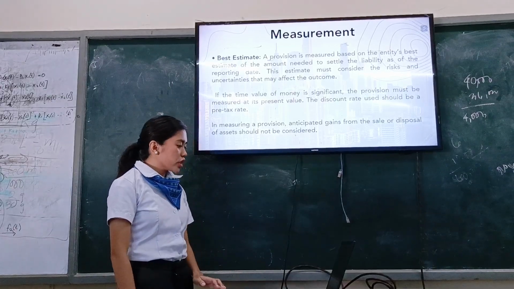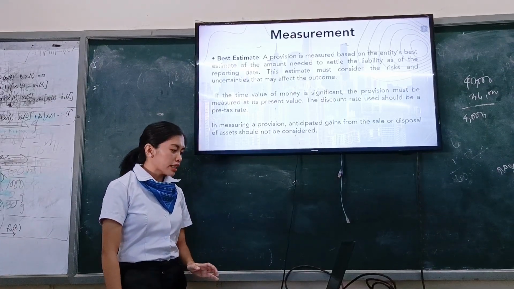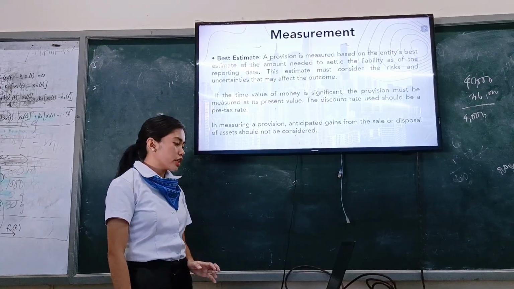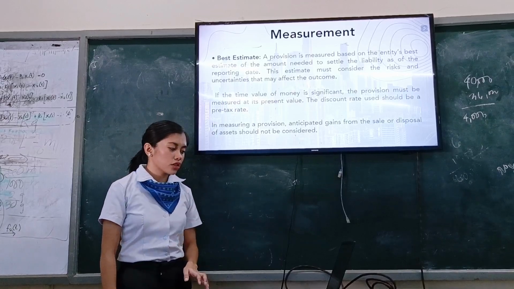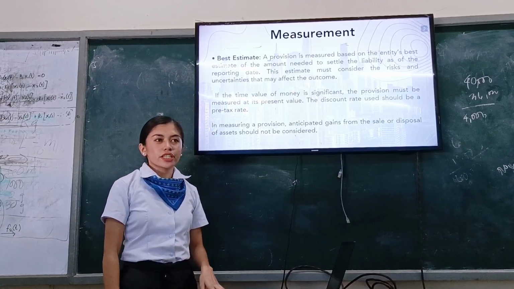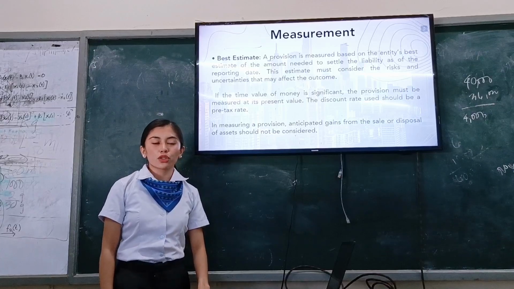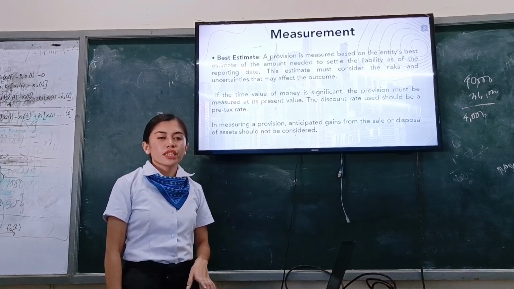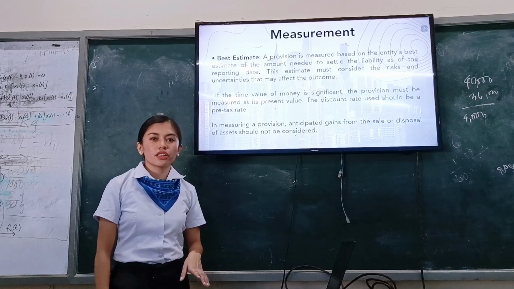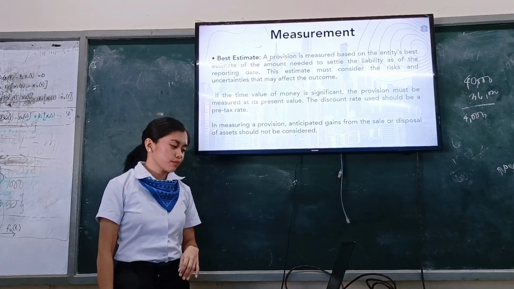So in measuring a provision, anticipated gains from the sale or disposal of assets should not be considered. So for example, if an entity sells an equipment to help fund a liability, this cannot reduce the provision by that expected sale amount.